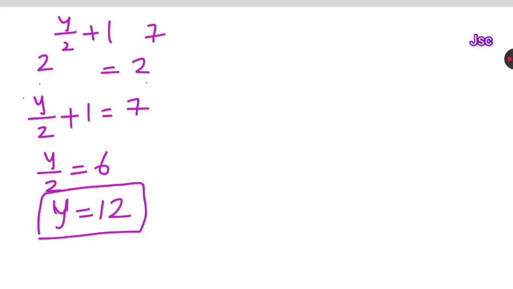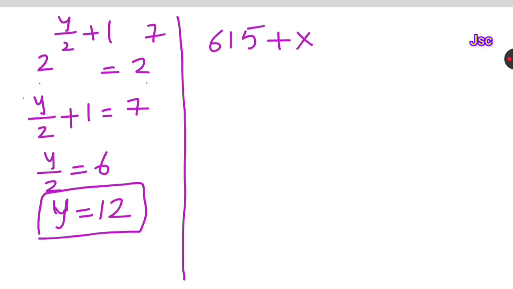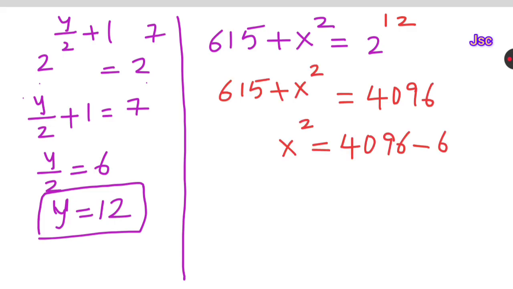Using this y, I am going to find the x value. So what is our given expression? 615 plus x raised to the power of 2, that is equal to 2 raised to the power of y. Let's substitute y as 12. So if I substitute y as 12, then 2 raised to the power of 12, the value is 4096. If I do 4096 minus 615, then I am going to get 3481. This is x raised to the power of 2 value.